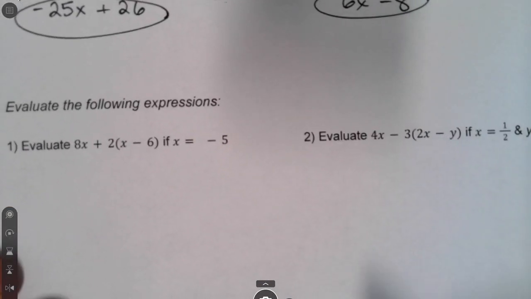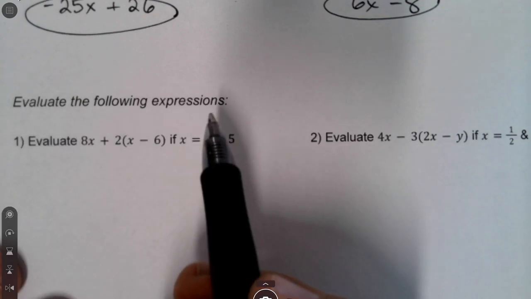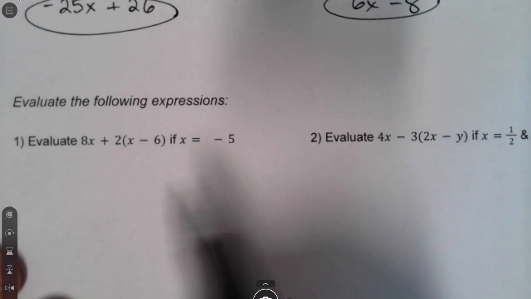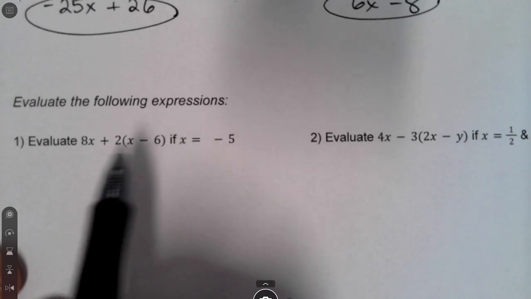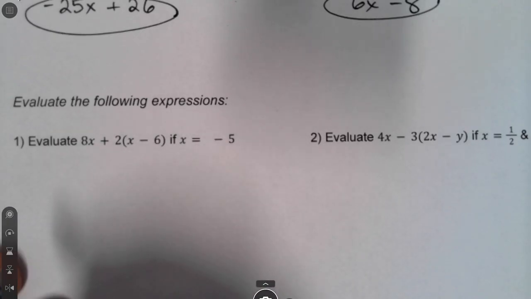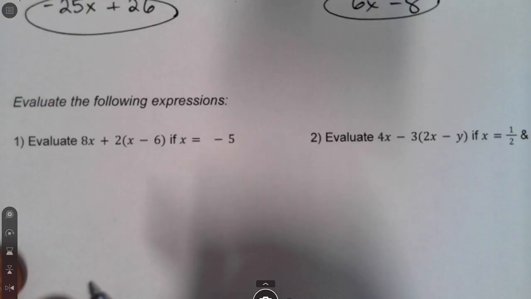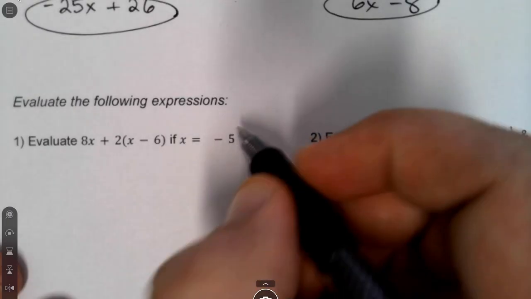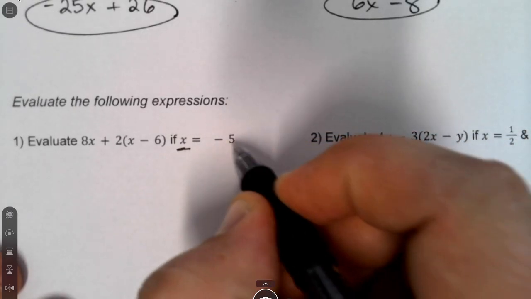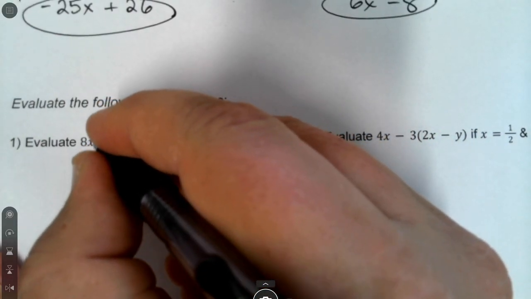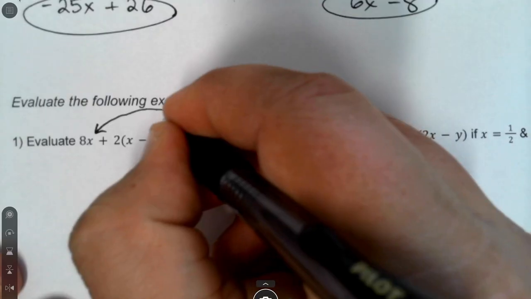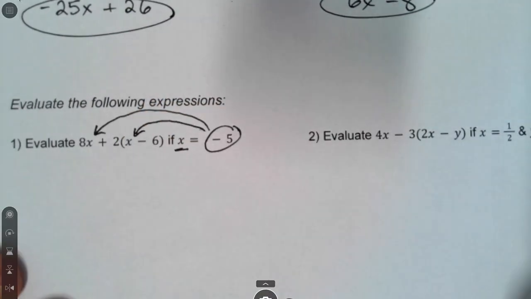Okay, now here's where the lesson's really going to focus, is evaluating. Evaluating in this particular section means we're going to plug numbers in for the x or the y, whatever variable or variables they give us, and then solve. So this is saying that anywhere we see an x, we need to plug -5 in for that x. So we need to replace that x with -5 and replace that x with -5.